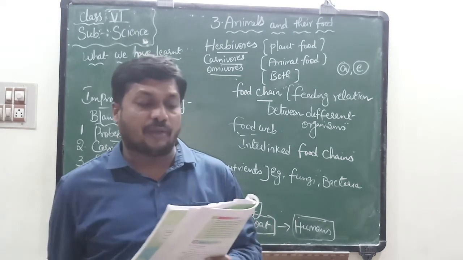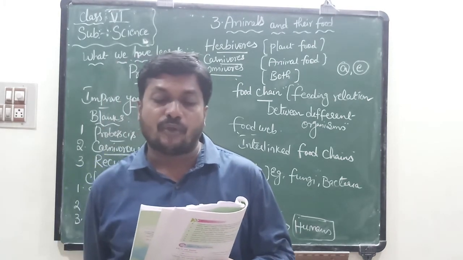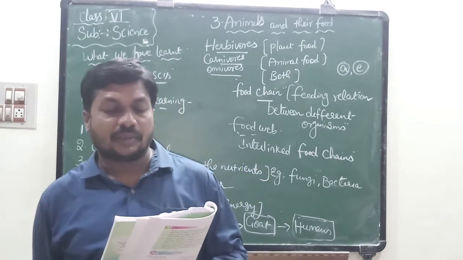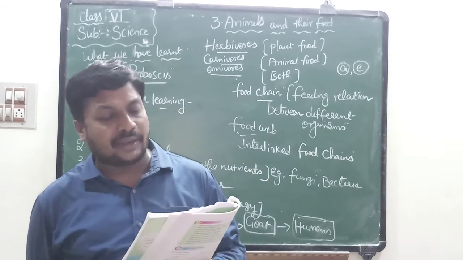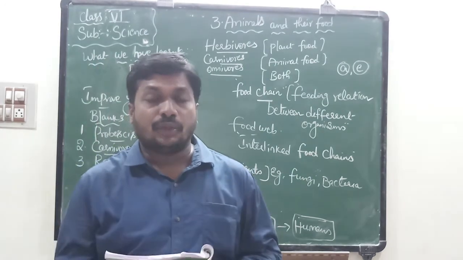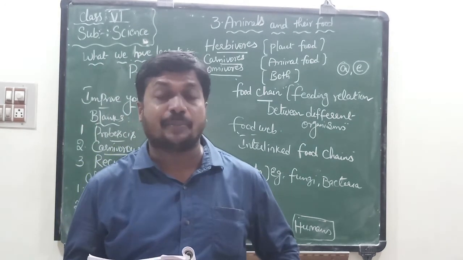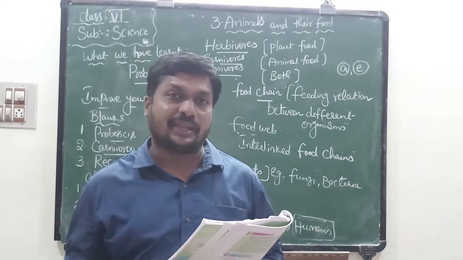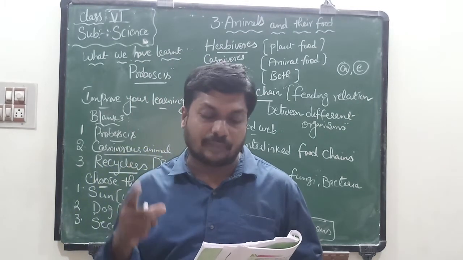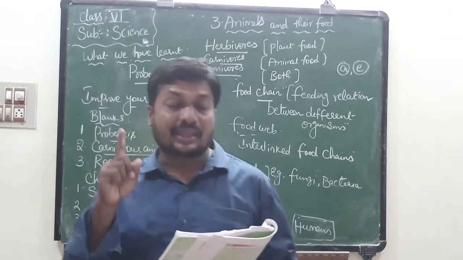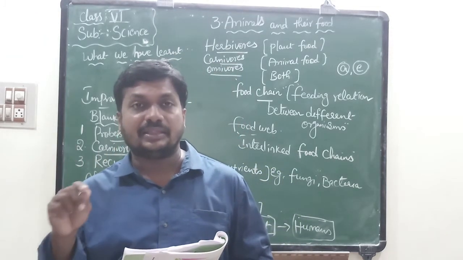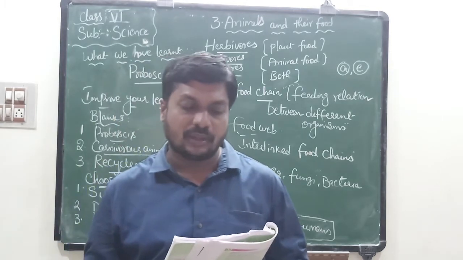Sixth question. Arrange the following in a correct sequence and form a food chain. Rabbit, carrot, eagle, snake. In this food chain, rabbit is wrong here. First you have to write carrot. Carrot is the producer here. Next you have to write rabbit. Afterwards you have to write snake. Afterwards you have to write eagle. The correct sequence is carrot, rabbit, snake, eagle. This is the correct sequence of the food chain.